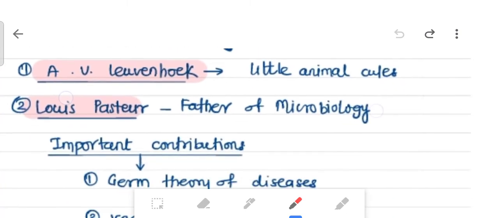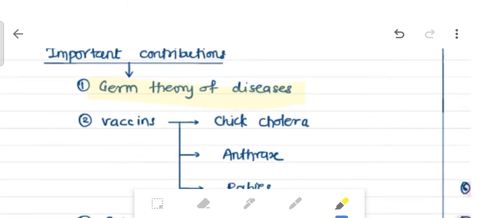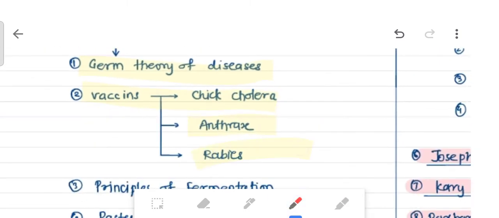Second is Louis Pasteur. Louis Pasteur is the father of microbiology. He made an important contribution to the germ theory of disease. Then the vaccines, like the CAR vaccines. Here is a mnemonic for you: CAR. He invented the vaccines for cholera, anthrax and rabies.